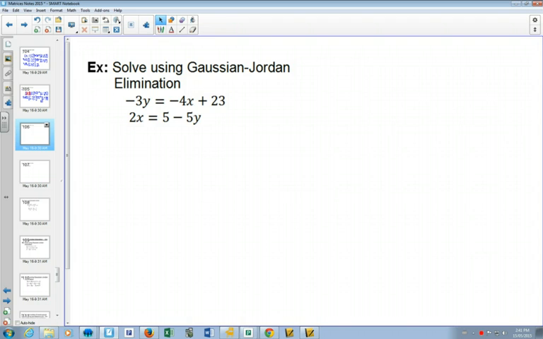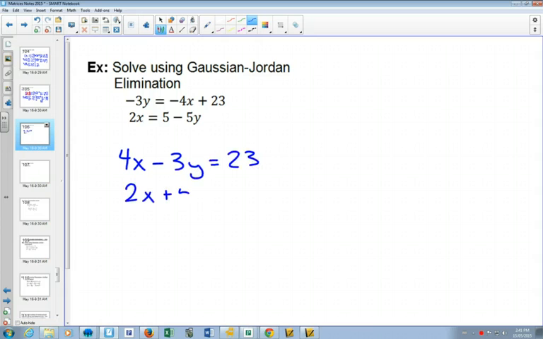How did this one go? Everybody able to rearrange it to begin with, so that you could put it into a matrix?